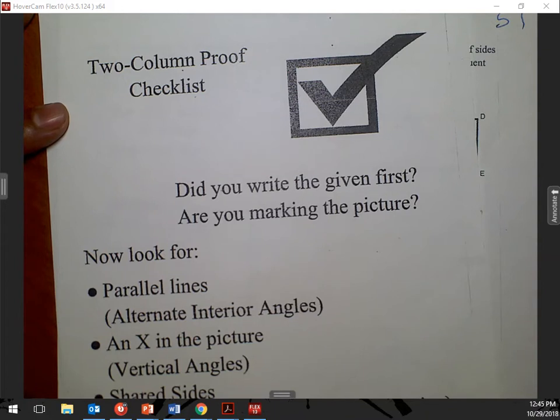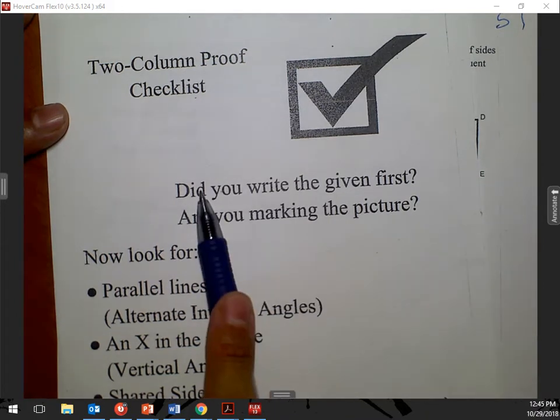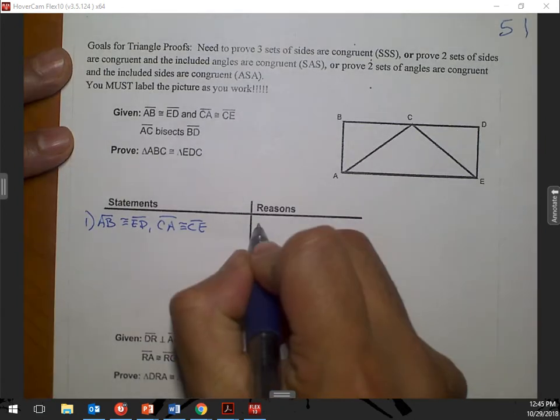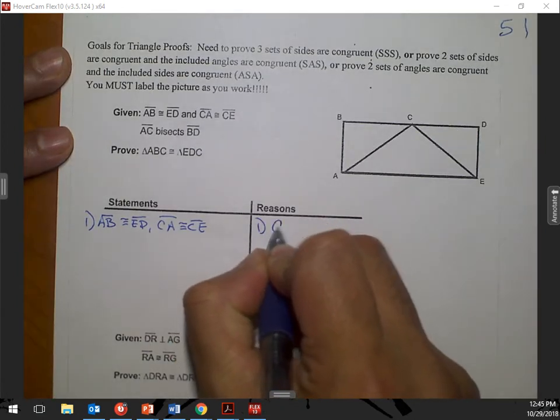I already gave her one for saying the same thing, but no one else followed along. I said it. Okay? Okay, did you write the given first? No. My reason is? It's given. Say given. Given.